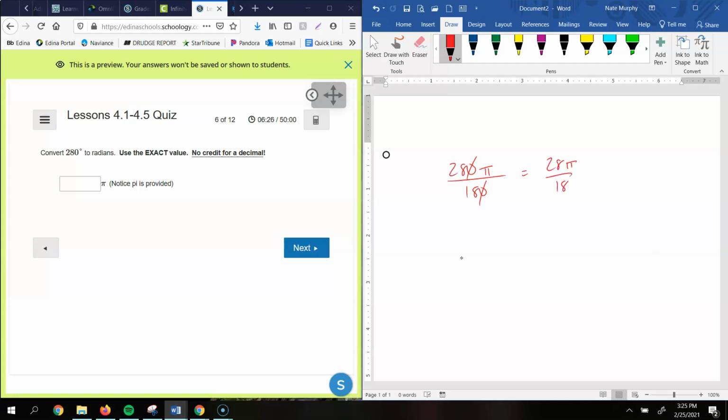But then I also recognize that this can still be reduced further. 2 goes into both of those evenly. So 2 goes into 28 14 times and 18 9 times. That can't be reduced any further. Now we've already got the pi in here, so 14 pi over 9 is the same as 14 over 9 pi. Those two are equivalent. So all we have to do is just type in 14 divided by 9.